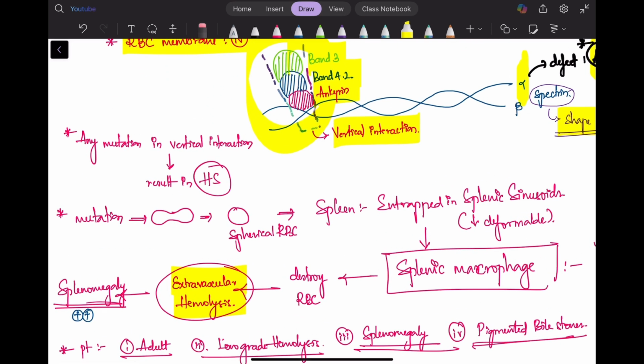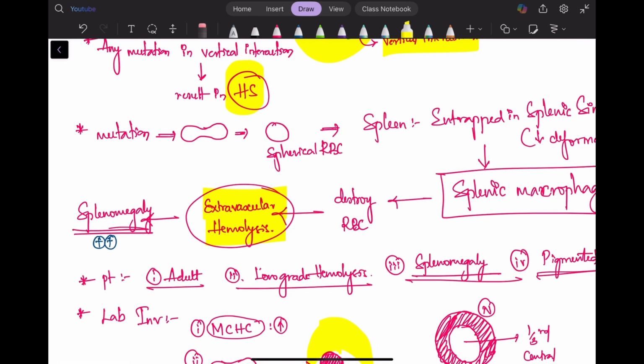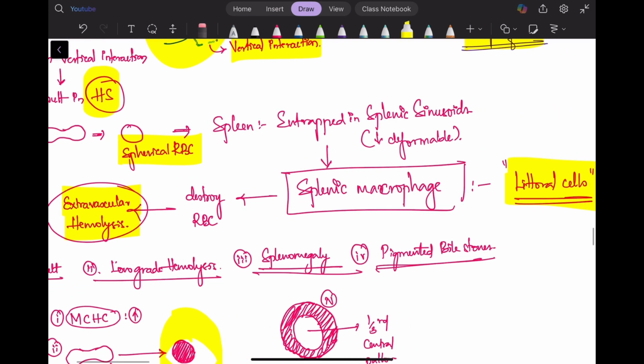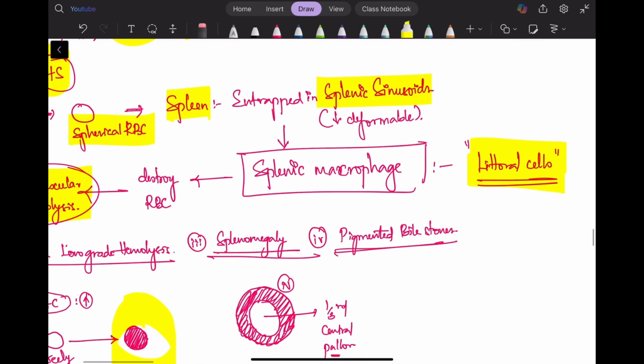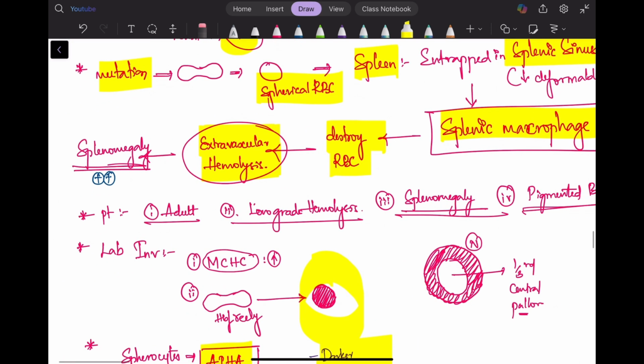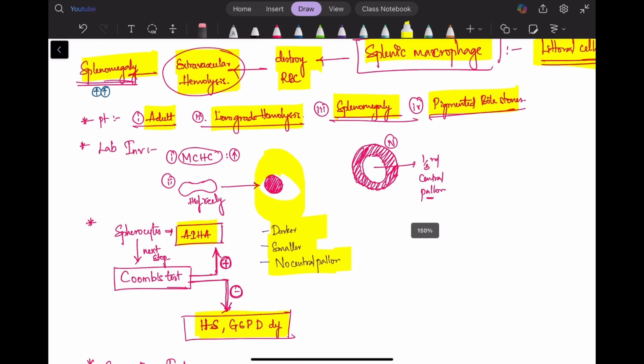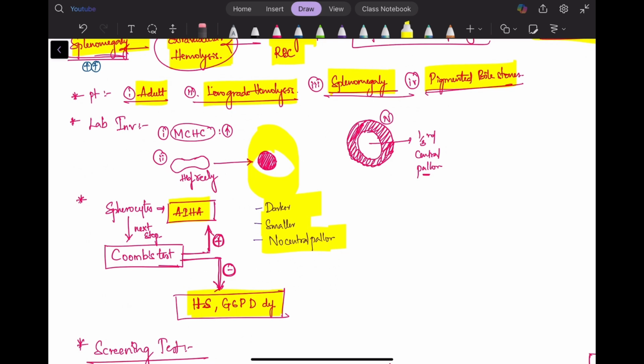So any mutation in vertical interaction results in hereditary spherocytosis. Mutation, RBC spherical shape, spleen entrapment in splenic cords, splenic macrophages destroy RBC, extravascular hemolysis, splenomegaly. So patients present with adult low-grade hemolysis, splenomegaly, pigmented bile stones. Lab investigation, you will see MCHC increased, spherocytes. Spherocytes are usually darker, smaller, no central pallor.